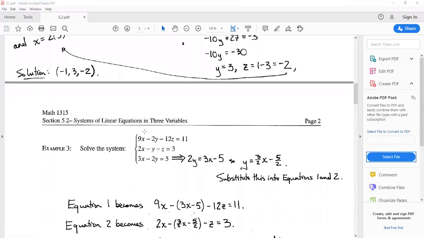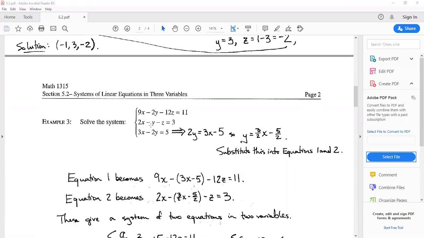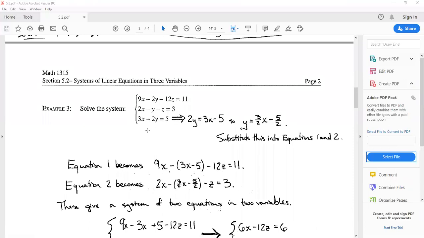So let's see another one in action here. So they give us this system of equations where we have 9x minus 2y minus 12z equals 11. 2x minus y minus z equals 3. And 3x minus 2y equals 5.